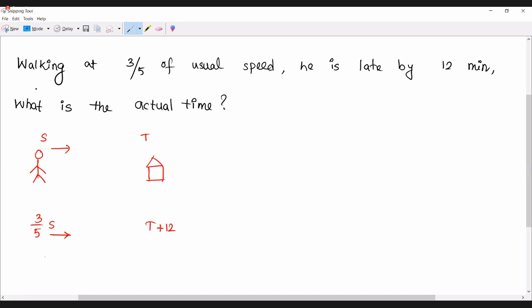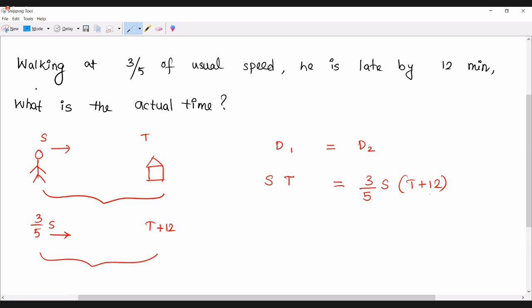But there is one common thing in these two cases: the traveling distance is constant. No matter whatever the speed is, the traveling distance is constant. Because the traveling distance is constant, the distance traveled in the first case must be equal to the distance traveled in the second case. Distance is speed into time. In the first case, s into t, and in the second case, 3 by 5 into s into t plus 12.